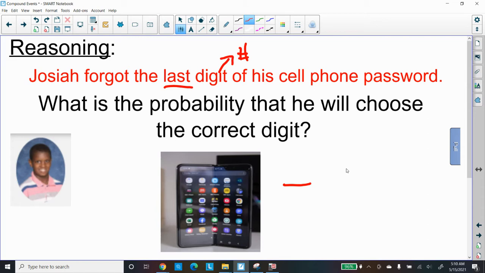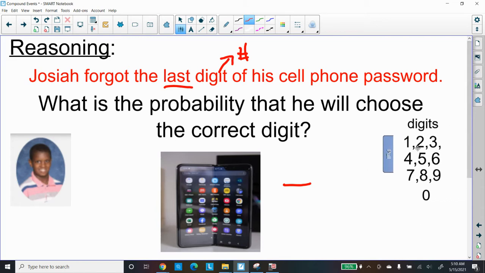Now, what could be the numbers? Well, on the phone, you have 10 numbers: 1, 2, 3, 4, 5, 6, 7, 8, 9, and 0. So you have a total of 10 numbers that he can choose from, and that would be our denominator. But we're looking for just one of those numbers. So one of them is right. So his probability would be just 1 out of 10.